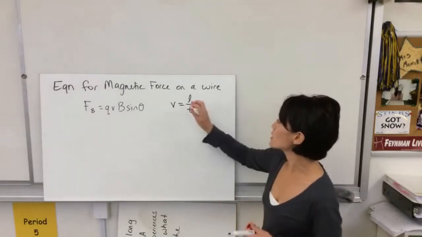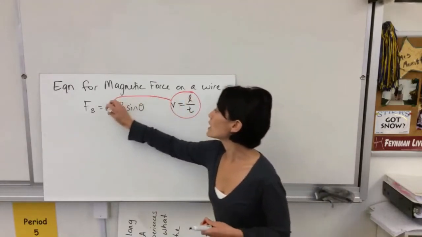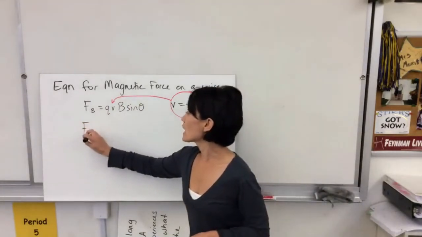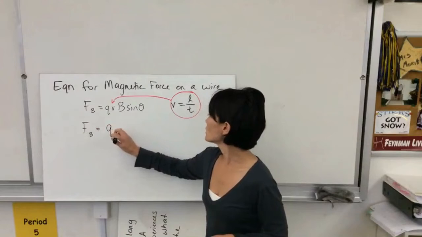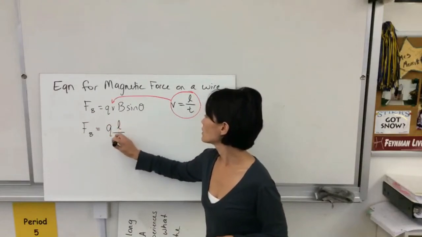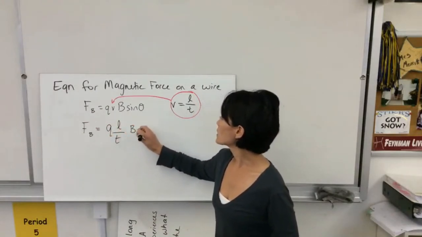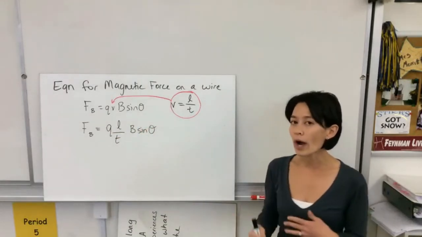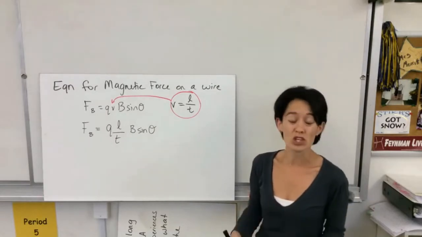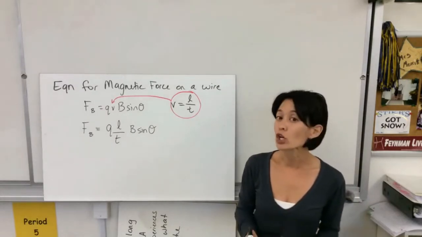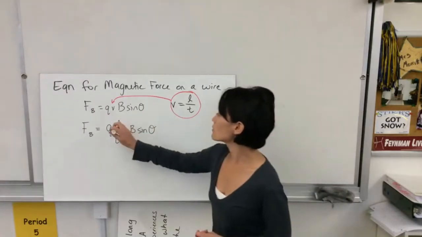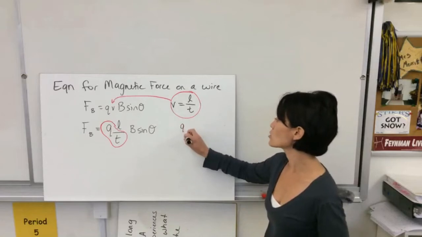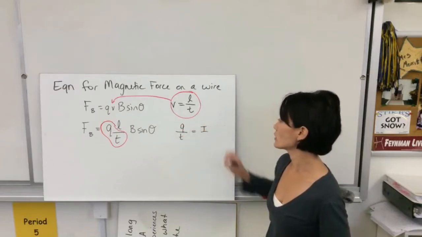And what I'm going to do is I'm going to insert this. Again, you don't have to write down this derivation, but it's just kind of giving you an idea of where it comes from. So if I substituted that in, I would get F_B is equal to q times length over time, B sine theta. Now, as we're looking at the magnetic force on a wire, it doesn't just carry a charge that's moving, it carries many charges that are moving. And when you have several charges that are moving, we call that current. And if you look right here, this idea of charge over time is current. That's something we looked at in the circuits unit. So charge over time is current.